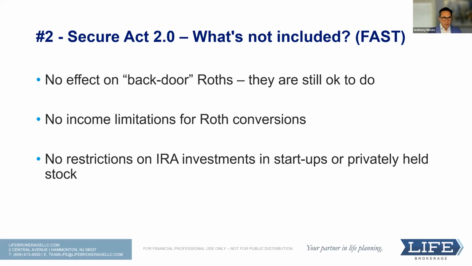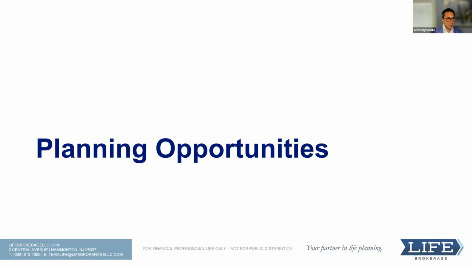Talked about what's not included in Secure 2.0. So there's no effect on the backdoor Roth IRA. They're still okay to do. There's no income limitation for Roth conversions. That was talked about. That never happened. And there's still, believe it or not, no restrictions on IRA investments in startups or privately held stock, which we thought would 100% be on the radar of Secure 2.0, but we were able to kind of withstand the press.